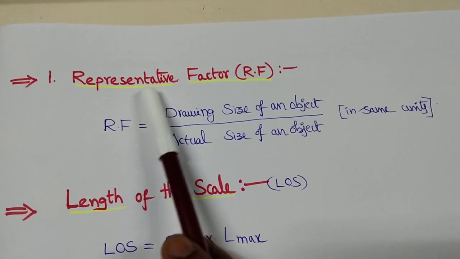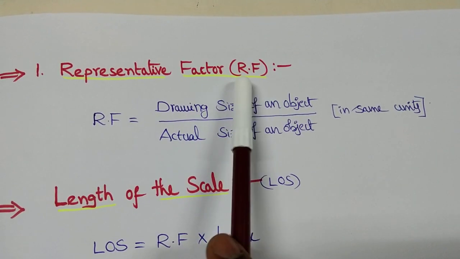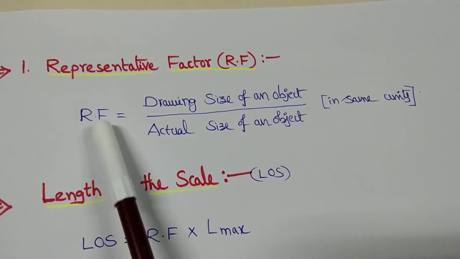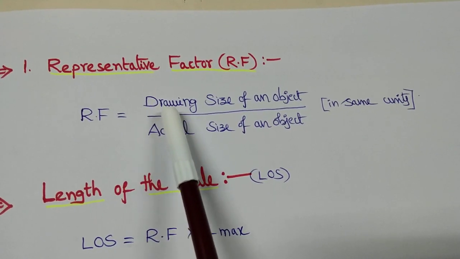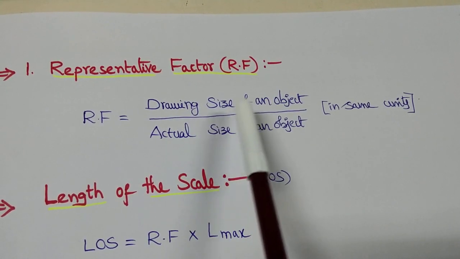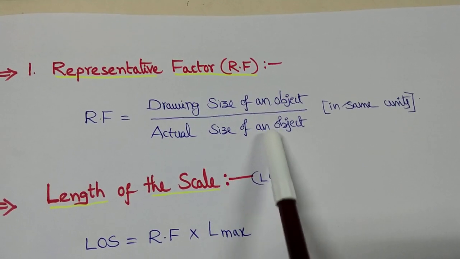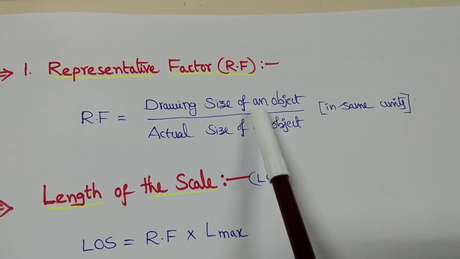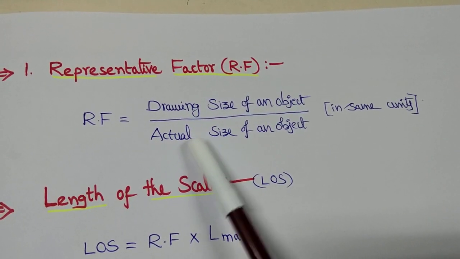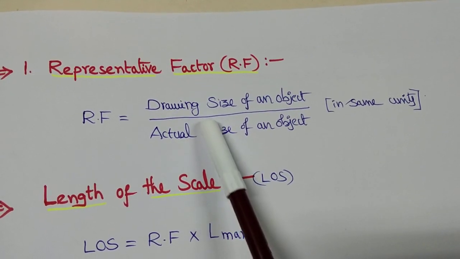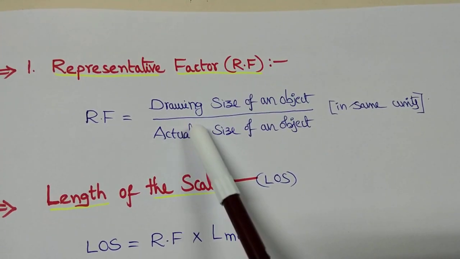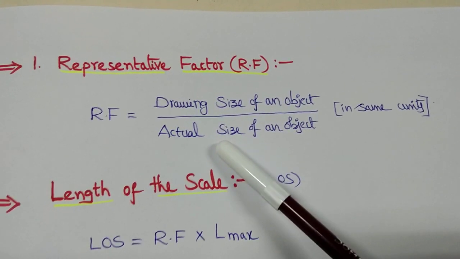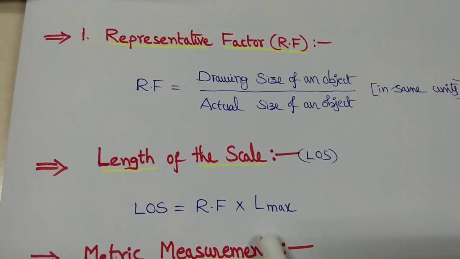Next, here we can see what is representative factor or representative fraction or scale factor, all are the same. The representative fraction is the ratio of the drawing size of an object to the actual size of an object. And if you observe here, both must be in the same units. That means numerator and denominator must be in the same units. Suppose they are different, we should convert both of them into the same units.